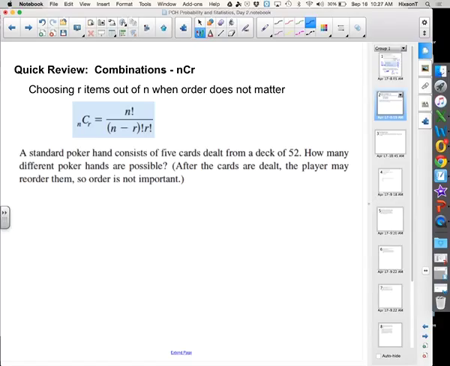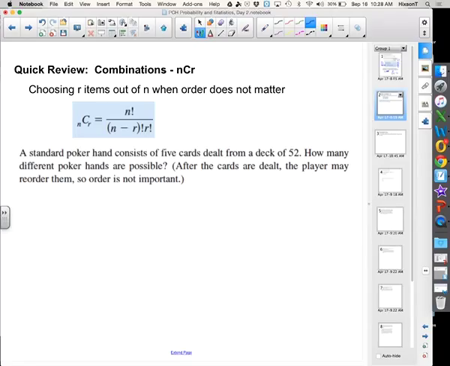So let's say we had this case. A standard poker hand consists of 5 cards dealt from the deck of 52. How many different poker hands are possible? Now, one thing, you won't necessarily always be given this in parentheses, but notice this. We're talking about a hand of cards, right? Or a group of cards. The person who's holding them can put them in whatever order he wants once he gets those, right? So in this case, we're not dealing with a permutation. It would be a combination, all right?